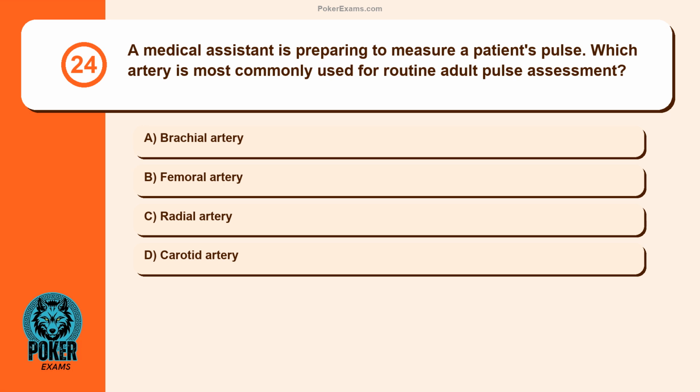Question 24. A medical assistant is preparing to measure a patient's pulse. Which artery is most commonly used for routine adult pulse assessment? Brachial artery.